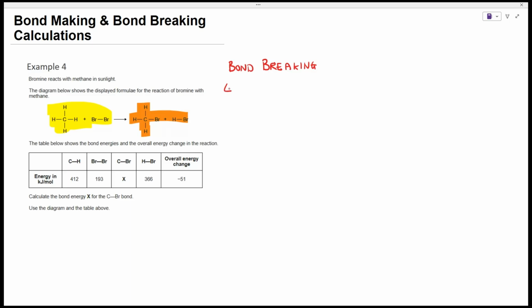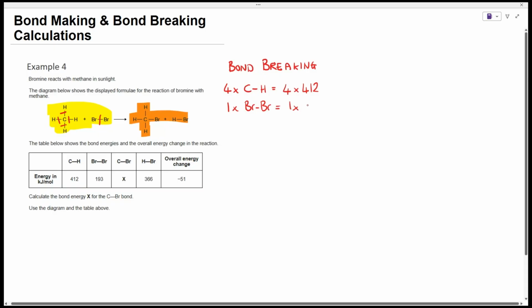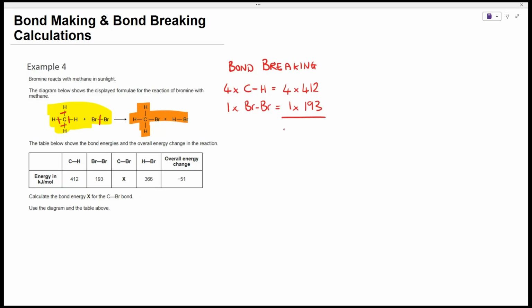So I've got 4 carbon to hydrogen bonds, okay? So that's going to be equal to 4 multiplied by the carbon to hydrogen strength, which is 412. I've then got 1 bromine to bromine bond, which is 1 times the Br to Br bond, which is 1 multiplied by 193. I then work all of those out.